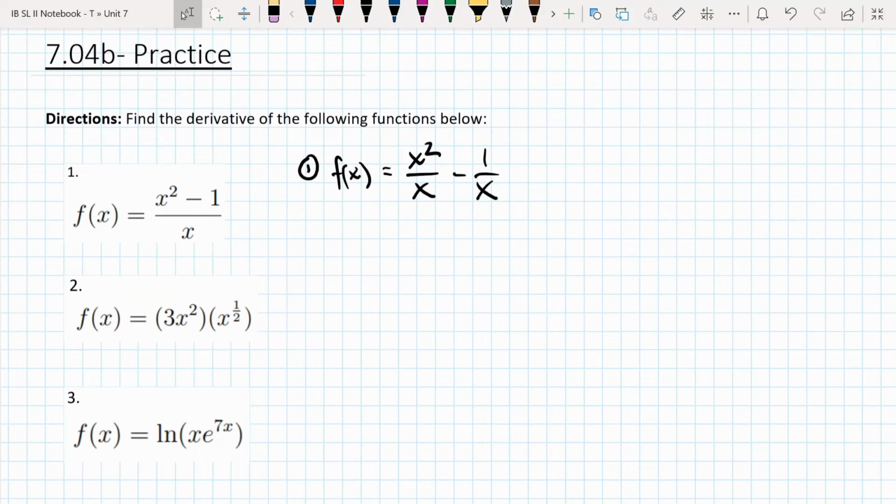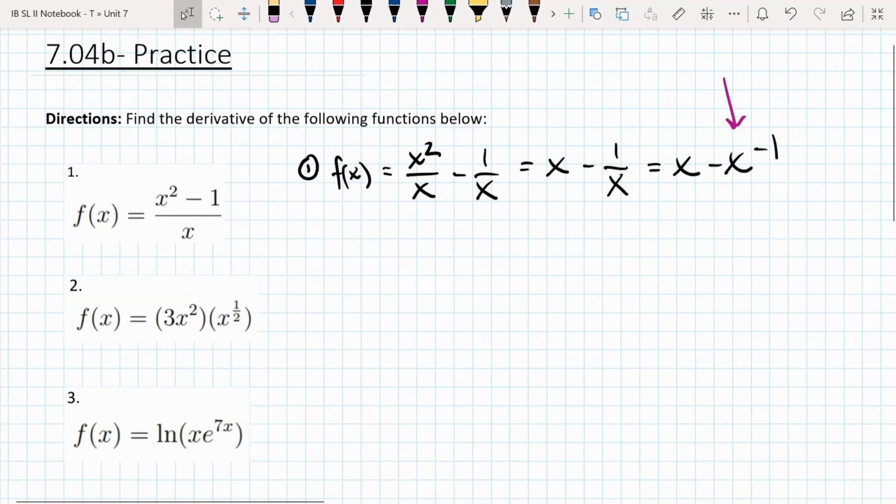So this can be broken up into two fractions, which can be simplified to x minus 1 over x, which is the same thing as x minus x to the negative 1. And this right here is the way we want to write this, because we're going to be using the power rule of differentiation. So we want to write it as x to a negative number. It'll make taking the derivative a little bit easier.